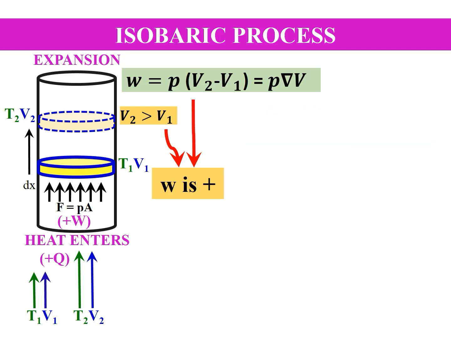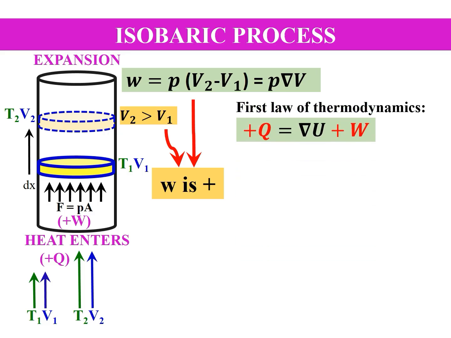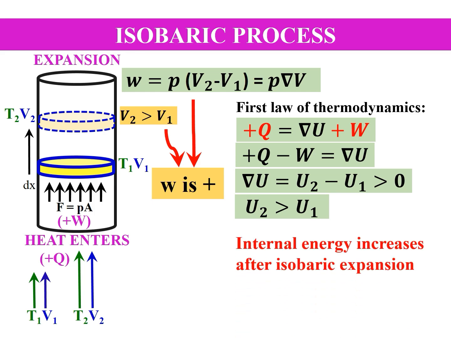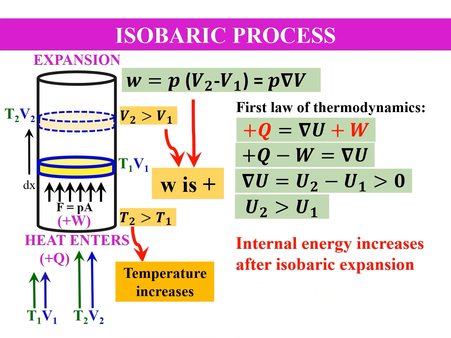gas remains constant. According to first law of thermodynamics, heat Q being entered into the system and W, work done by the system, are both taken as positive. Therefore, change in internal energy delta U is positive or greater than 0. This means that internal energy of the final state U2 is higher than the internal energy of the initial state U1. Due to this, temperature of final state T2 becomes higher than the temperature of the initial state T1. Hence, temperature increases during isobaric expansion.